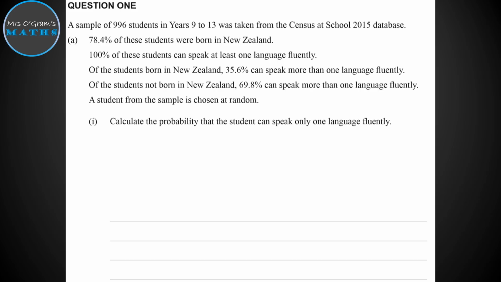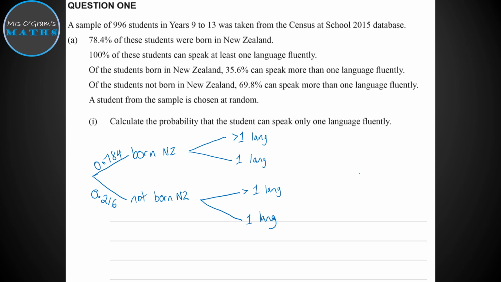So the easiest way to approach this is to try and put that information into a tree diagram. So we've got either they were born in New Zealand or they weren't, and those two probabilities have to add up to 1. We've got 78.4% from the information given above, and then just take it away from 1 for those not born in New Zealand. Okay, then of each of those groups, we want to know their chances of being able to speak more than one language fluently. So we've got those two branches for more than one language or just one language.